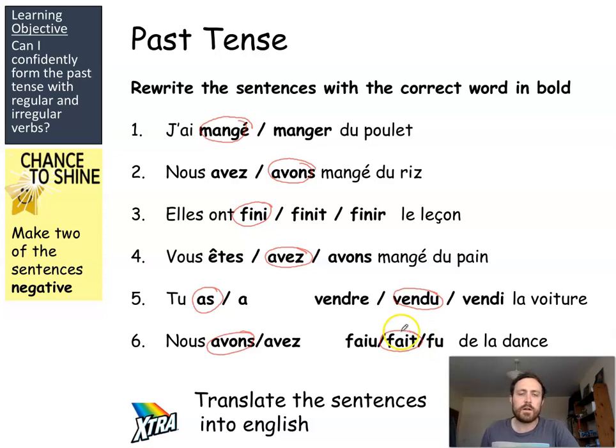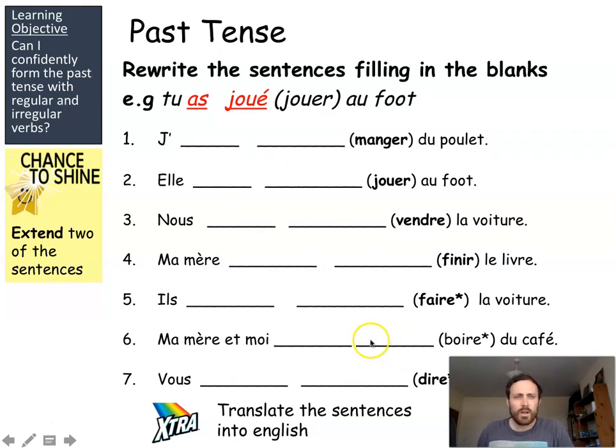Nous avons fait de la danse. So we did some dancing. And that's a roundup of that task for you. Moving on to your second task, which is a little bit more complex, which allows you to actually write the verbs. Just quickly go through the example, and then we'll give you a chance to pause the video. So it's quite straightforward. You just got 2 gaps in each question. The first gap's going to be your auxiliary verb.